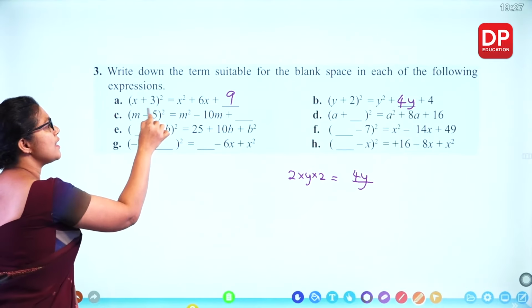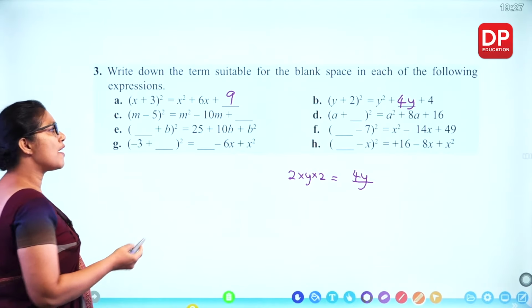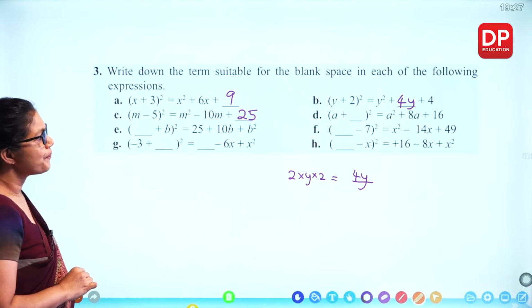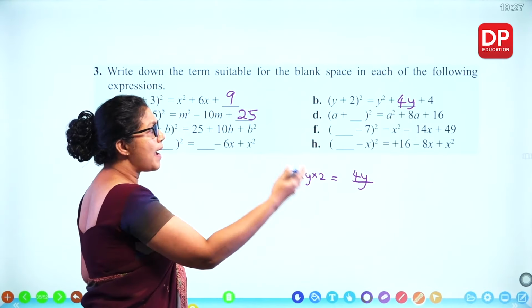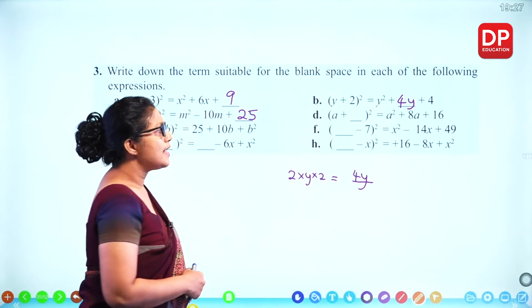In this case, last term is missing. So how we find out the last term? This is minus 5 squared. So what is minus 5 into minus 5? You get 25.